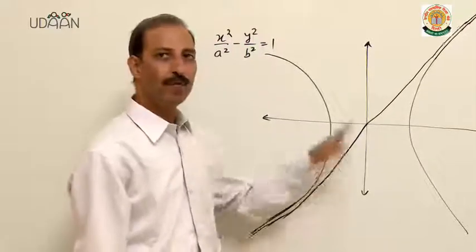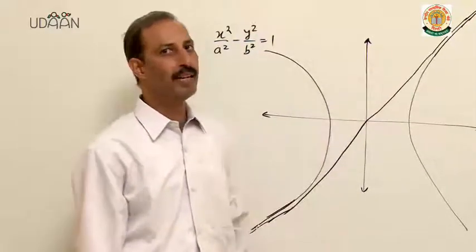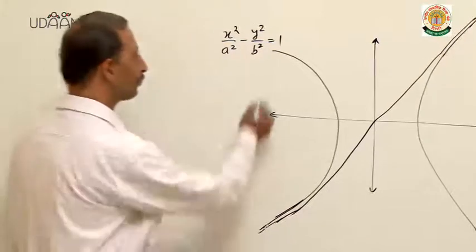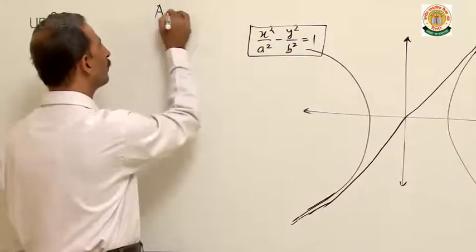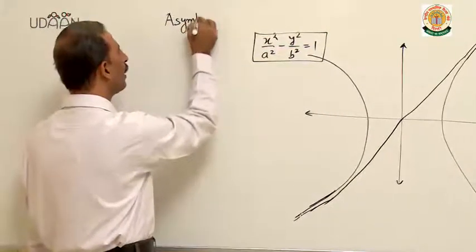So we have to find out the equation of asymptote. You know children, equation of the hyperbola is this. Then what is the equation of asymptote?